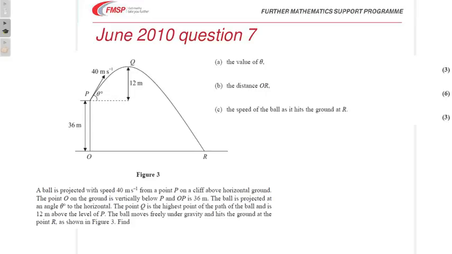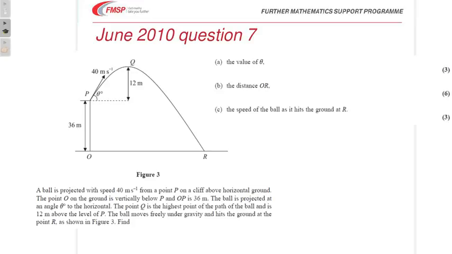The question mentions the point O on the ground, suggesting that's supposed to be the origin, but it doesn't tell us to take that as the origin. I'm going to write down the equations for this projectile, the standard equations that you should be familiar with, and perhaps you'd like to pause the video and complete them.